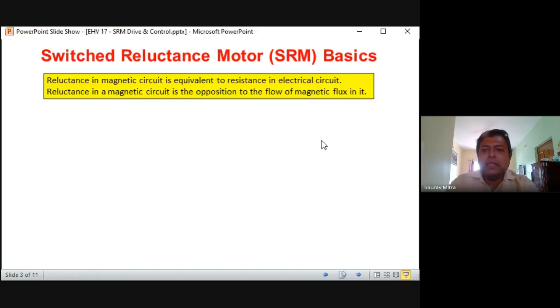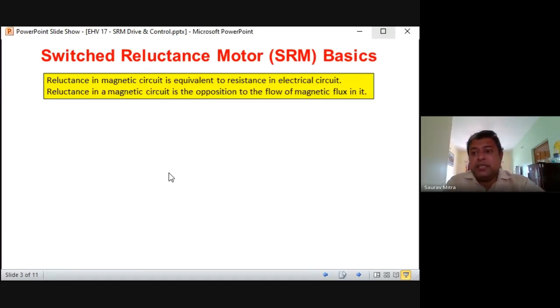First thing is, what is meant by reluctance? Reluctance is something which is equivalent to resistance in the magnetic circuit. In a magnetic circuit, the thing that flows is the flux. What flows in an electric circuit, don't say it is current, it is actually electrons. So electrons flow in the case of an electric circuit, and flux lines flow in the case of a magnetic circuit. Whatever is the opposition to the flow of electrons is called resistance in an electrical circuit, and the opposition given to the flow of flux is called reluctance in the magnetic circuit.